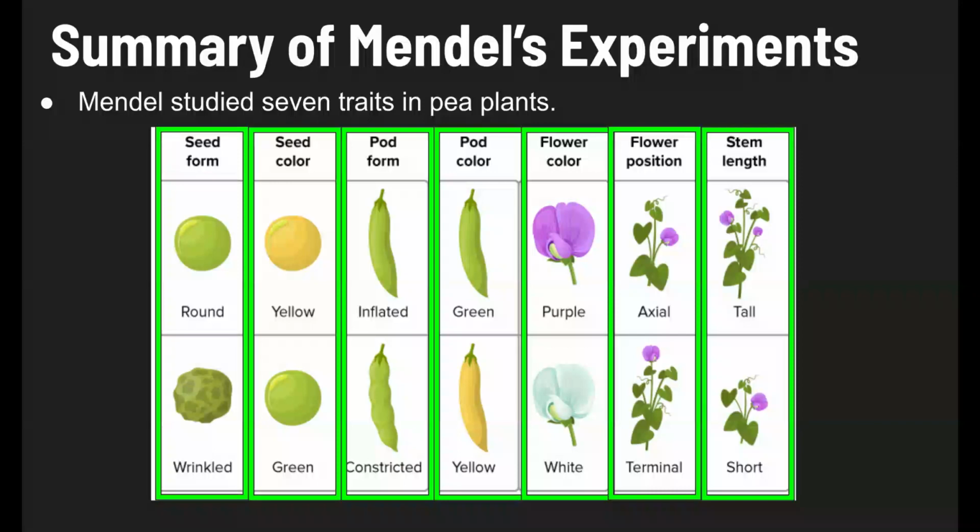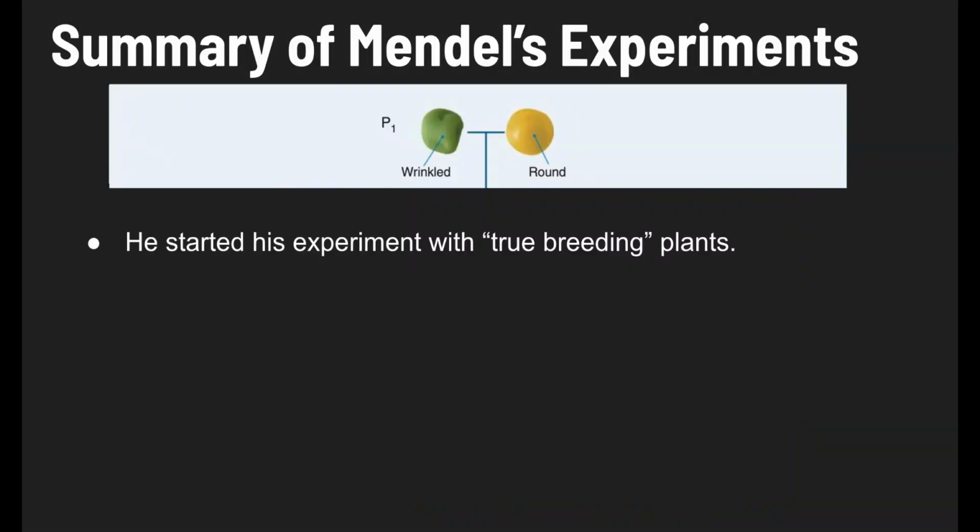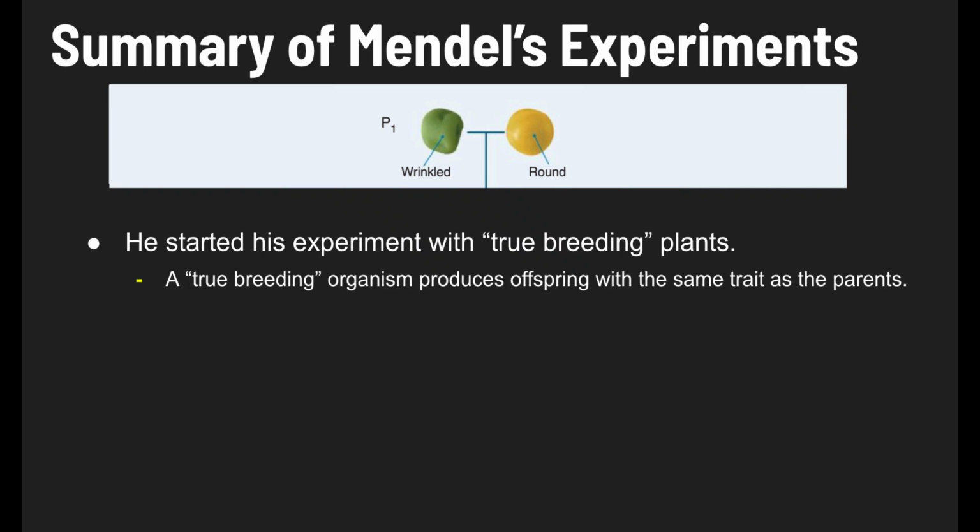In this video, I'm going to focus on the seed form and the flower color. So let's start with the seed form. He started his experiment with what's called true breeding plants, and a true breeding organism produces offspring with the same trait as the parents. So you'll notice that we've got wrinkled and round here as the 2 types of seed form. So a plant that produces all wrinkled offspring would be a true breeding wrinkled plant, and a plant that produces all round seeded offspring is a true breeding round pea plant.